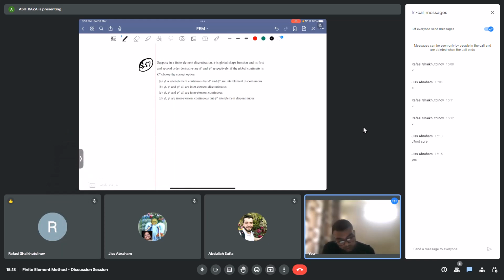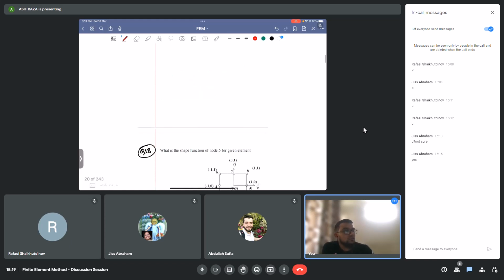The question was: suppose in a finite element discretization, phi is a global shape function, and its first and second order derivatives are phi prime and phi double prime respectively. If the global continuity is C0. Earlier the question was C2, here it's C0. If I remove the options and my function is C0, what will be the answer?